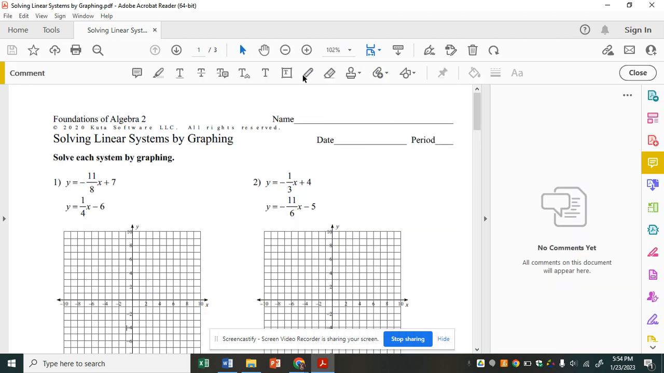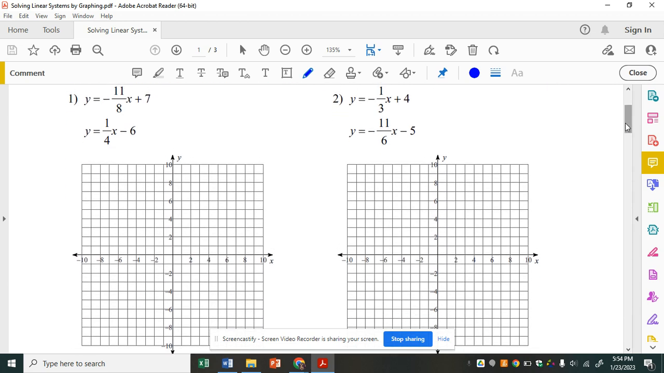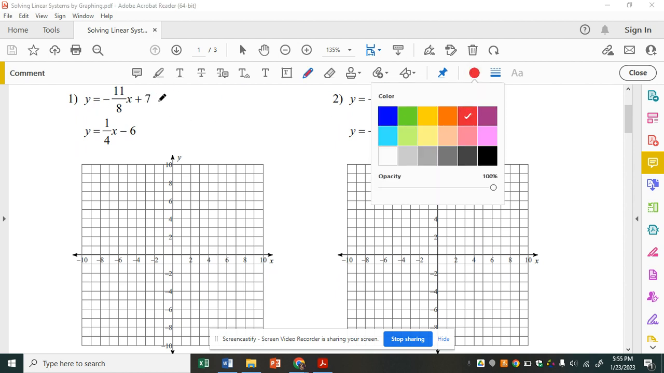Hey guys, so just like we would do in class if I was there, I want to go through a couple of these examples on this packet with you guys to get you started on it. Okay, first thing that I'm going to go over is number one. On number one, I'm going to start with this first equation.